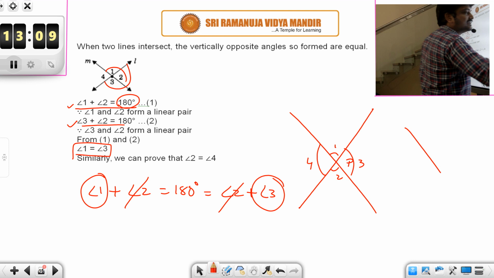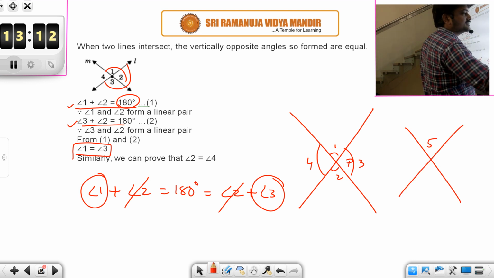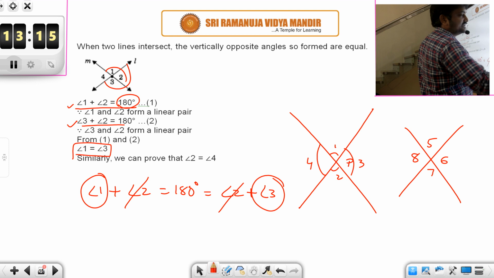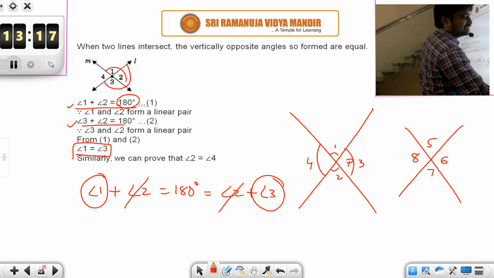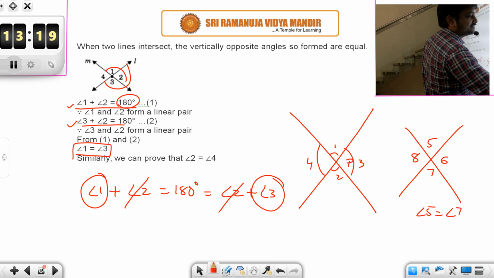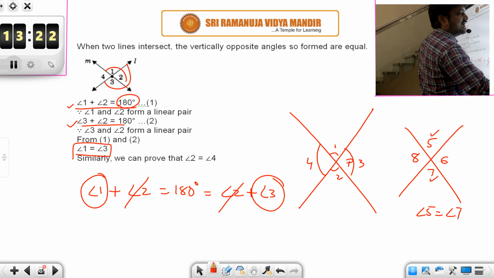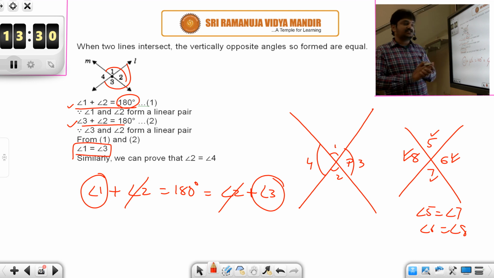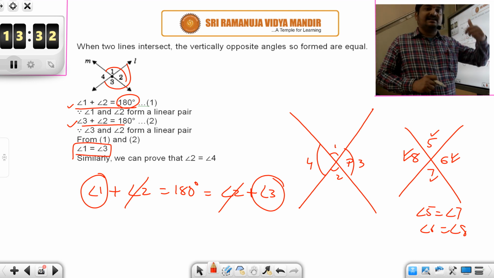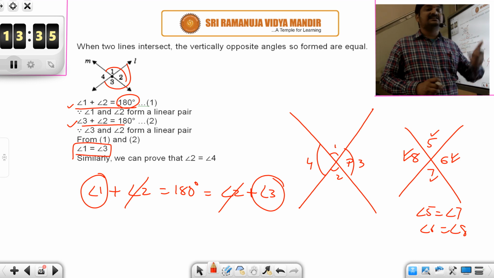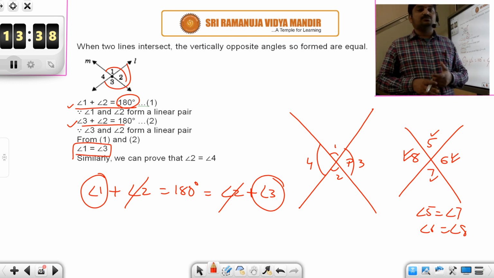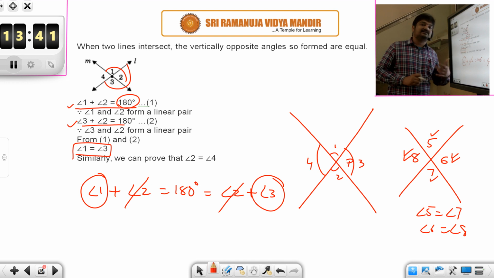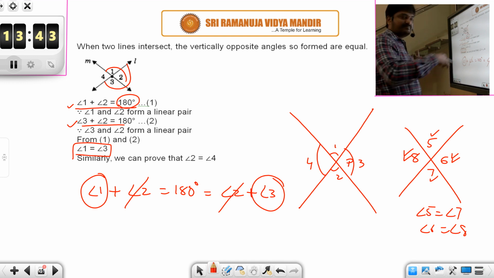Let me draw another labeling. Say this is 5, this is 6, this is 7 and this is 8. Here again you could clearly see that angle 5 will be equal to angle 7, the ones opposite, and angle 6 will be equal to angle 8. The reason is vertically opposite angles. Be clear with this terminology. What is meant by alternate angles, exterior angles, interior angles, corresponding angles, alternate interior angles, alternate exterior angles, and what is meant by vertically opposite angles. You should be quite familiar with all these terms.